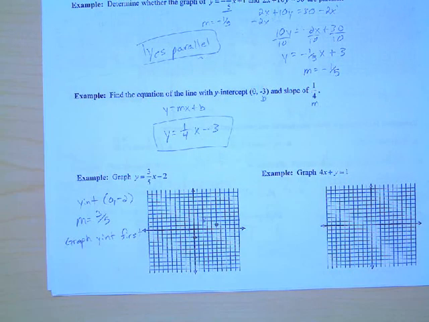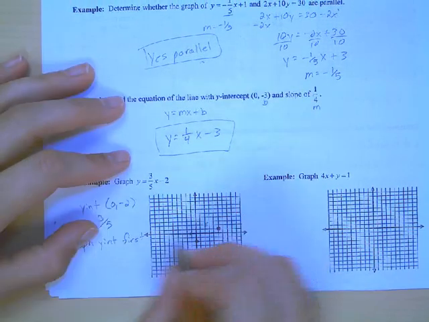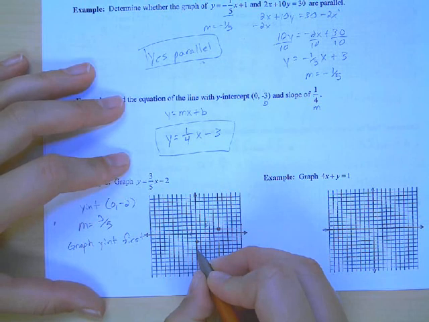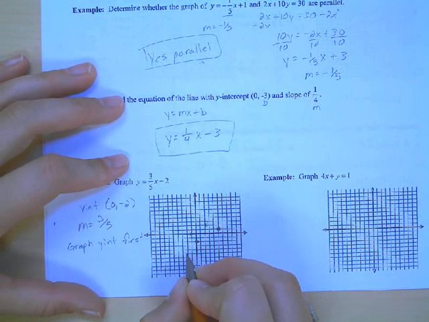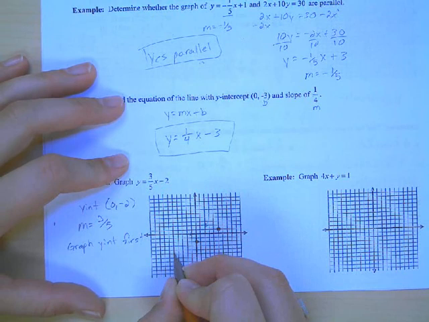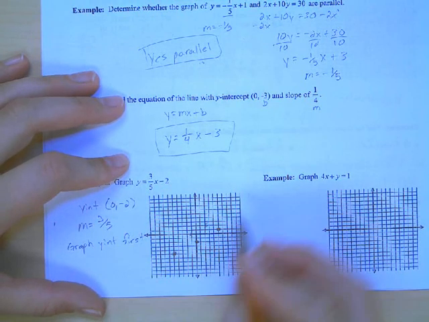So you plot your (0, 1). Okay, your y-intercept is always on this vertical line. Please remember that, because if you start off on the wrong line, then everything else is going to be wrong. So the y-intercept is always on the vertical line. And then my slope is negative 4. Negative 4 means down 4.